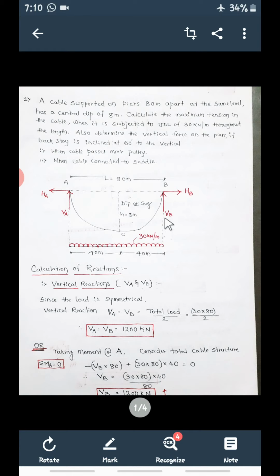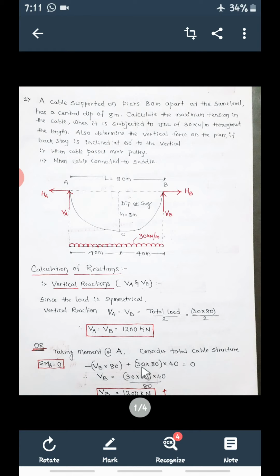Let us consider this first VB. So with reference to A, this is going to produce anti-clockwise, that is minus VB into AB. Then convert this UDL into point load. What is the point load now? 30 into 80. 30 into 80 will be the point load. It will be acting at the center. Okay, so what is the moment of this point load about A now? With reference to A, this is going to produce clockwise. Point load now, I am talking about the point load.